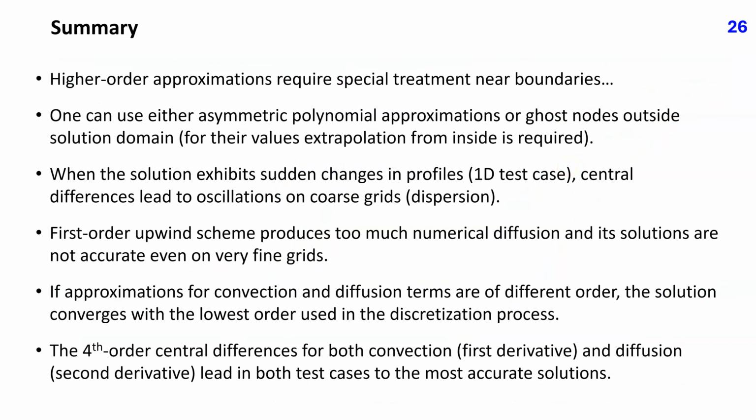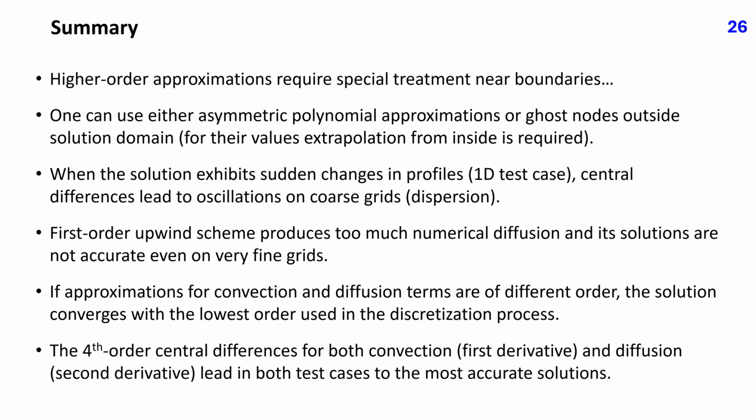Let me now briefly summarize this lecture. We have seen that high-order approximations require special treatment near boundaries. One can use either asymmetric polynomial approximations at the next-to-boundary nodes or create ghost nodes outside the solution domain. To obtain variable values at ghost nodes, extrapolation from inside is required. Both approaches lead to the same solution.